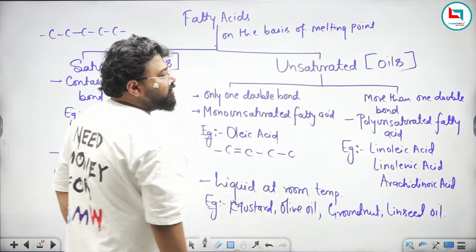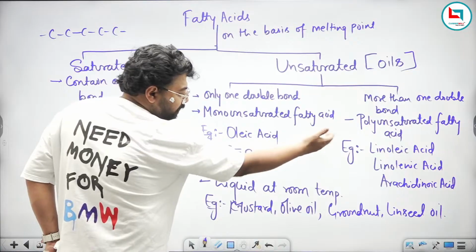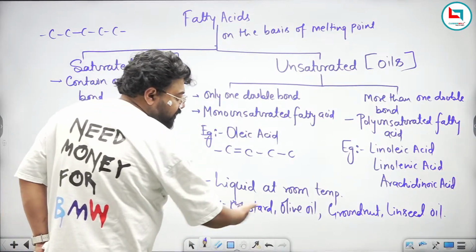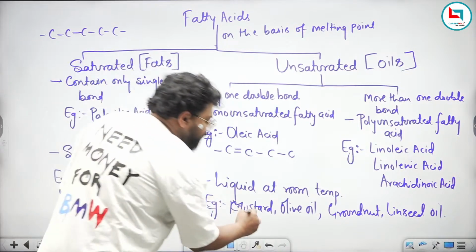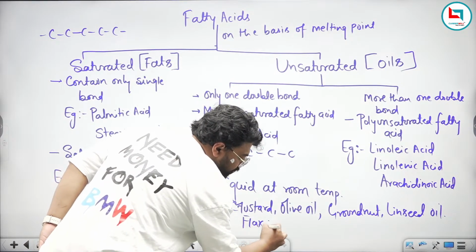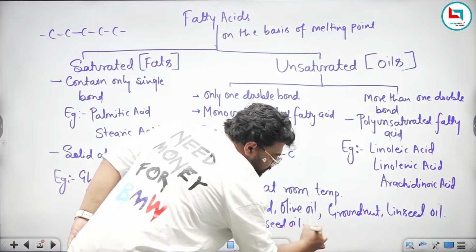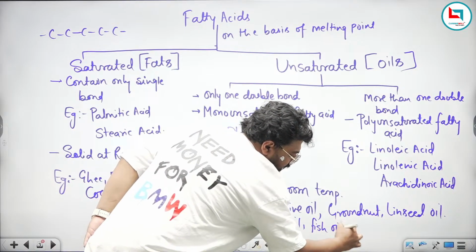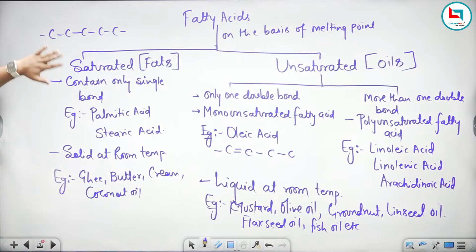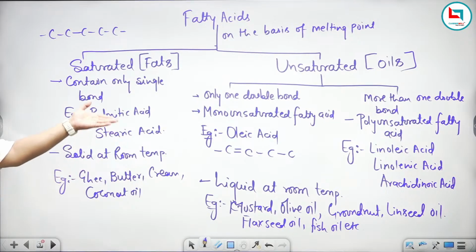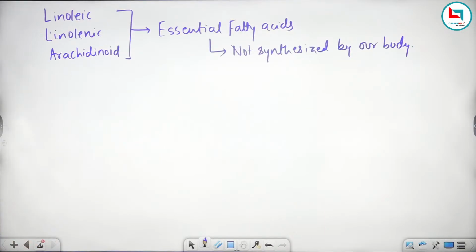The examples of unsaturated fatty acids are over here, and these fatty acids are present in these oils: mustard oil, olive oil, groundnut oil, linseed oil, flax seed oil, fish oil, etc. And the examples of saturated fatty acids are palmitic acid, stearic acid, butyric acid, and these fatty acids are found in ghee, butter, cream, coconut, etc. So this is our simple lipid.